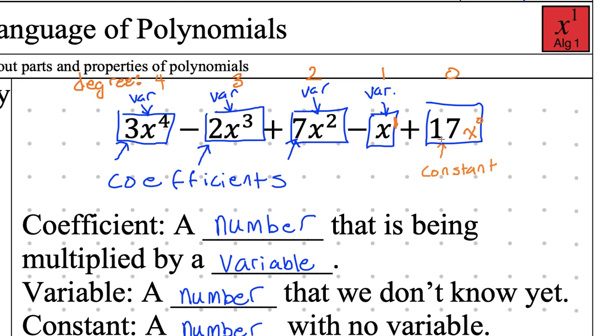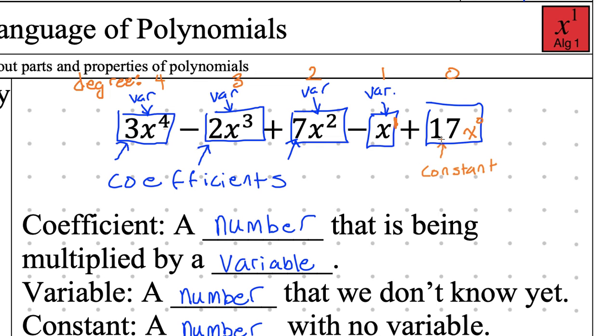Why am I allowed to do that? Someone tell me. Why am I allowed to say x to the power of 0? I put too much pressure. I should have given more think time too. What is anything to the power of 0? Anything to the power of 0 is always 1, and 1 times anything is itself.